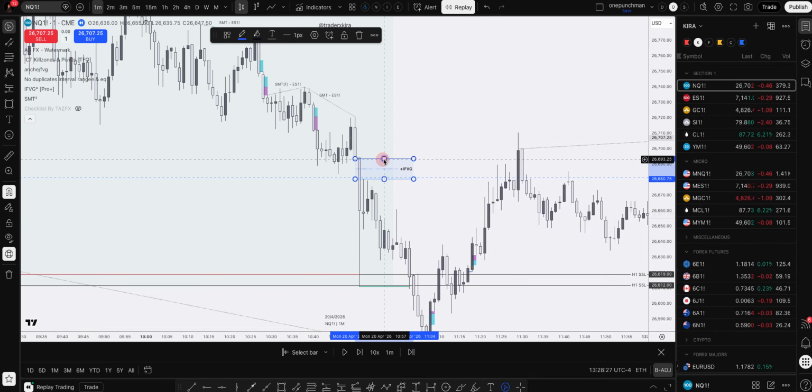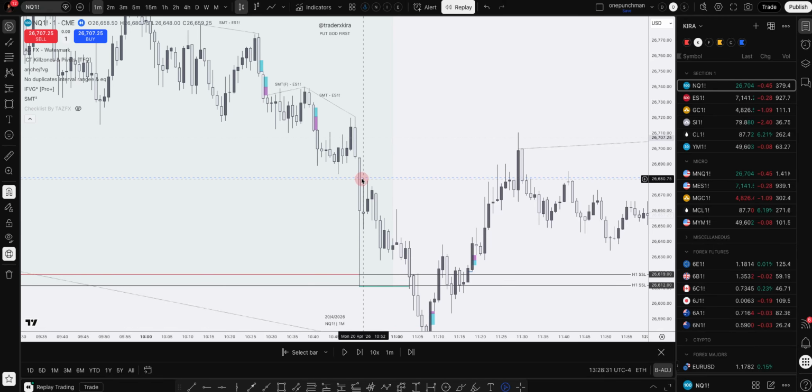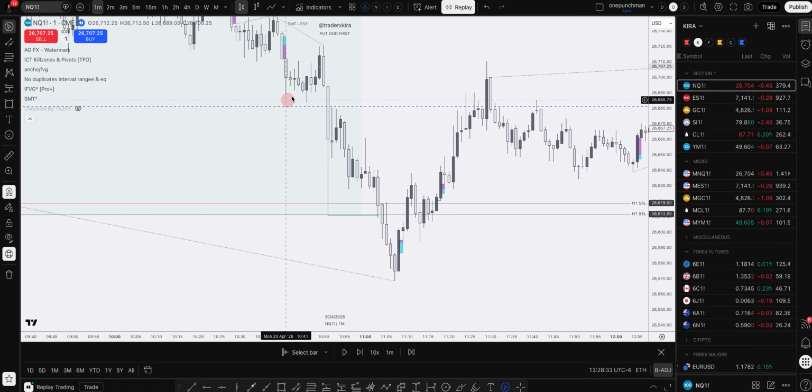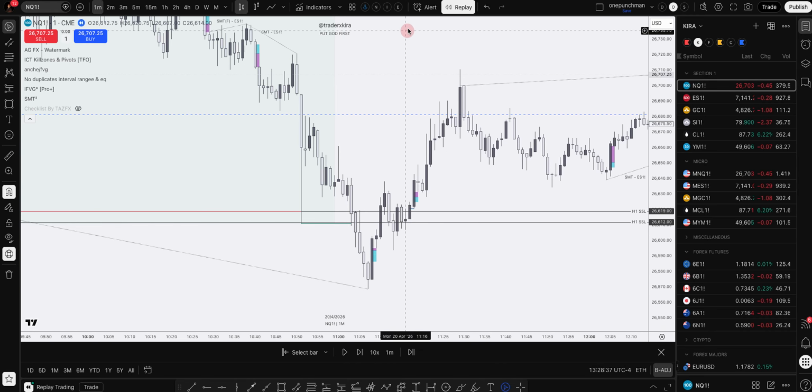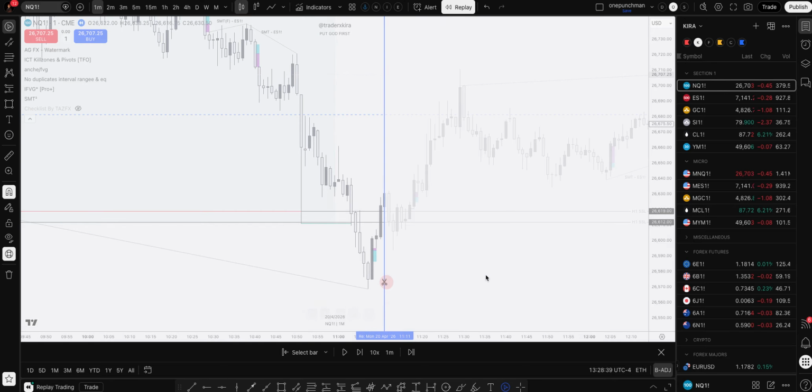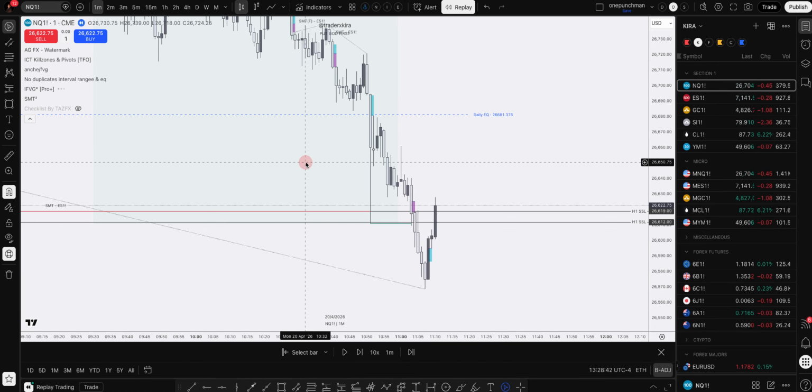But having patience and just waiting for the setups to form is so important. So I waited, and of course, price continues lower. So as price continues lower, the daily EQ plays out of the picture now. So what is in the picture? All I can do is wait for price action to reveal more clarity to me.